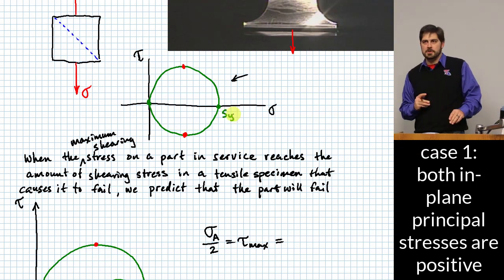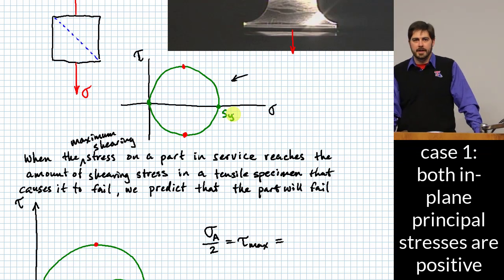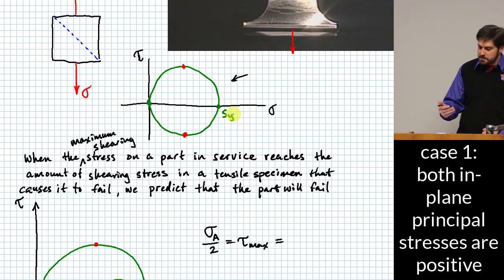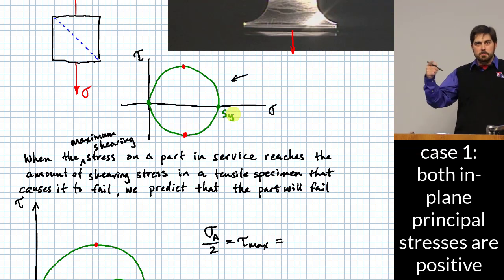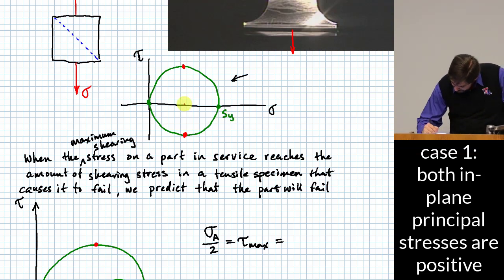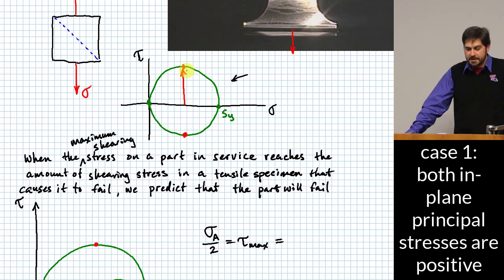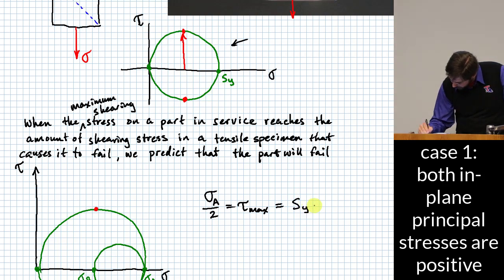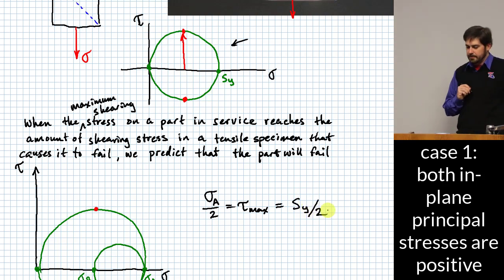All right. This book uses capital S to talk about strength properties. So strength, yielding strength, is capital S sub y. Okay. And so what would the shearing stress be in the tensile specimen at this point of failure? S sub y over 2, right? Because the radius here is half of the diameter, and the diameter is S sub y, right? So what this basically says is that this is going to be equal to S sub y over 2.